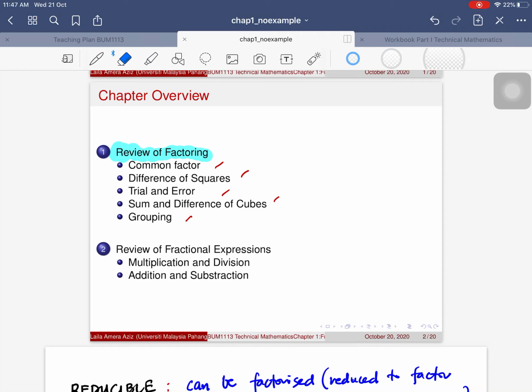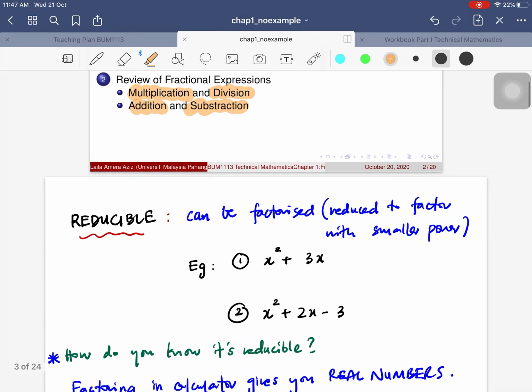And the second subtopic is going to be operations on fractions. It's just going to be operations that involve multiplication and division, and also addition and subtraction. Those are very common operations that you have already performed before.